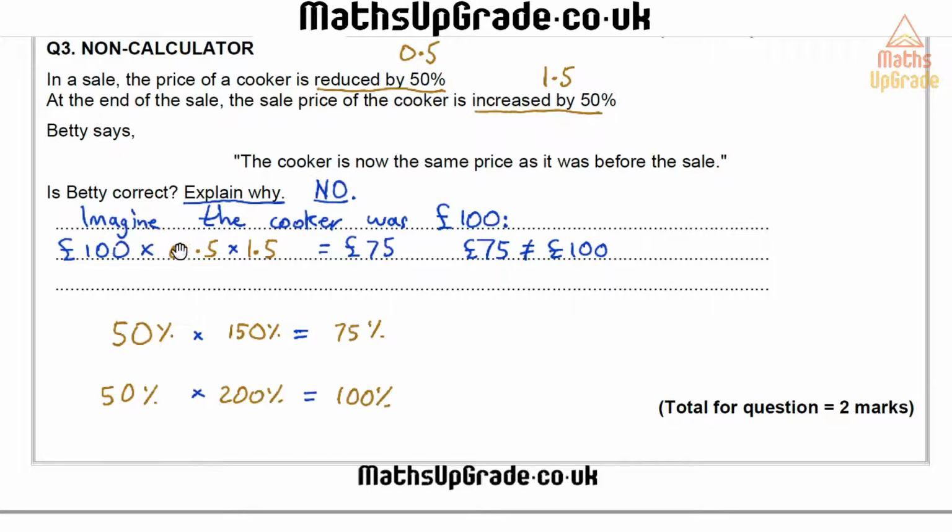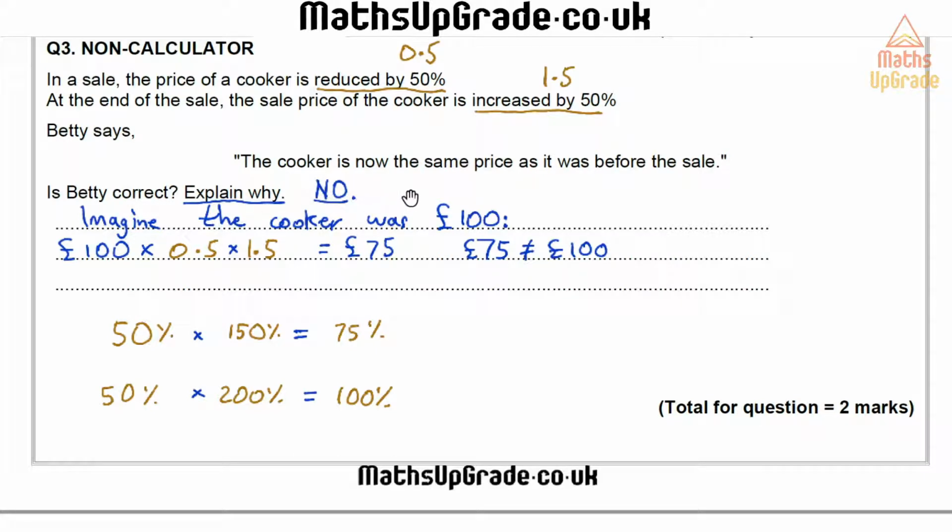So £100 reduced by 50% is the same as multiplying by 0.5. And then increasing by 50% is the same as multiplying by 1.5. So imagine if I do 100 times 0.5, which is 50, and then times 1.5, which would be 75. Now, since 75 is not the same as the original price, we can explain that Betty is definitely incorrect.